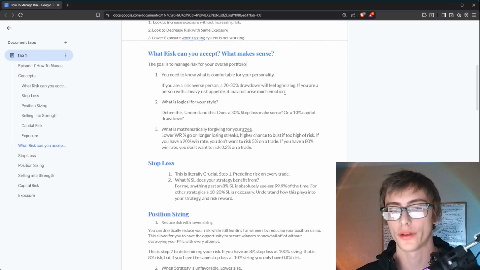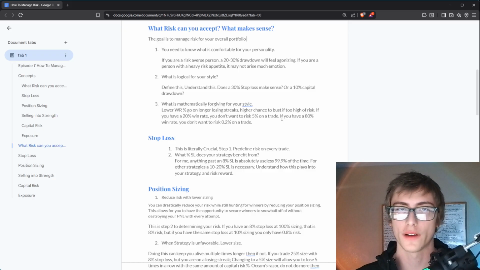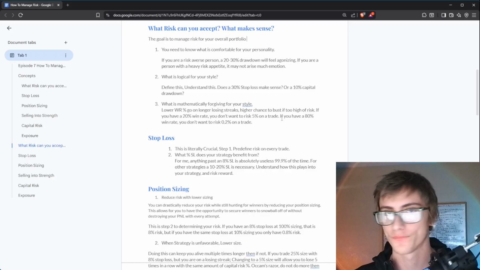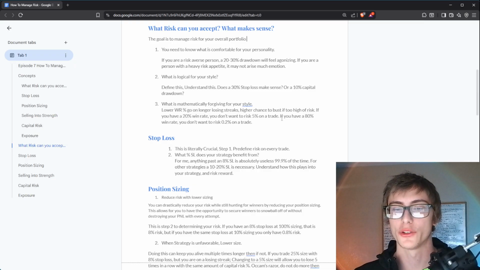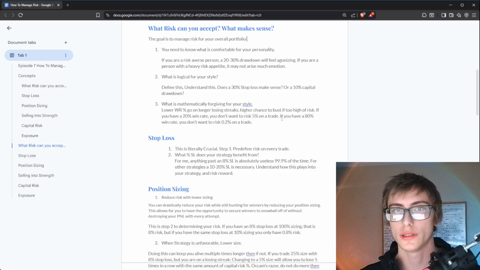So next is stop loss. This is literally crucial. Step one, predefine your risk on every single trade. Simple. Forever. Always. Now, number two, what percentage stop loss does your strategy benefit from? For me, as a base breakout O'Neill, CAN SLIM, Mark Minervini style trader, anything past an 8% stop loss is absolutely useless 99.99% of the time. Now, for other strategies out there, a 10 to 20% stop loss is necessary.